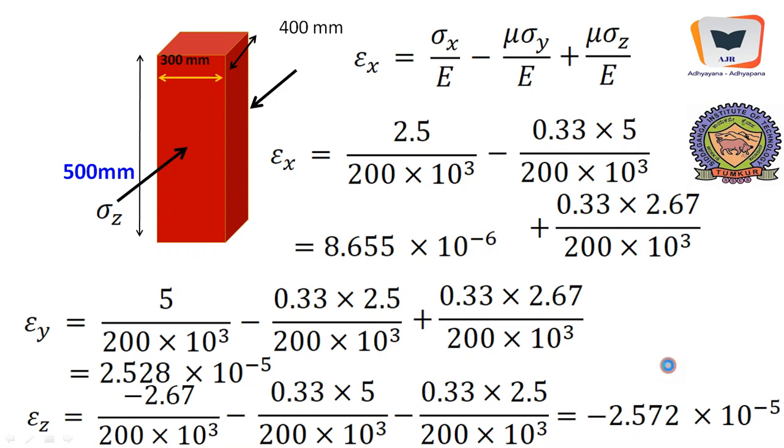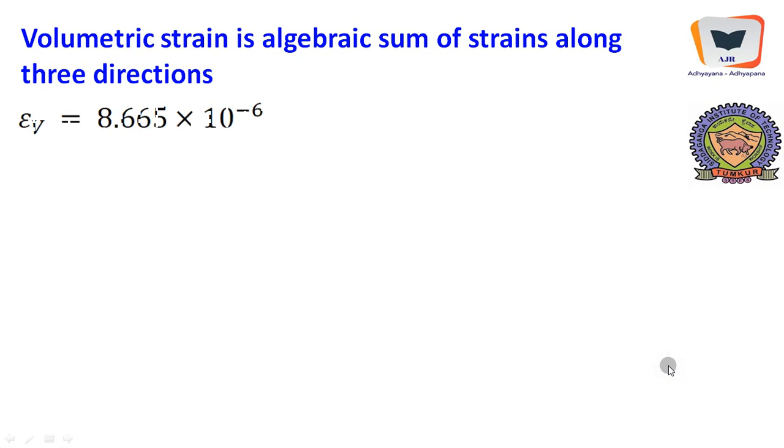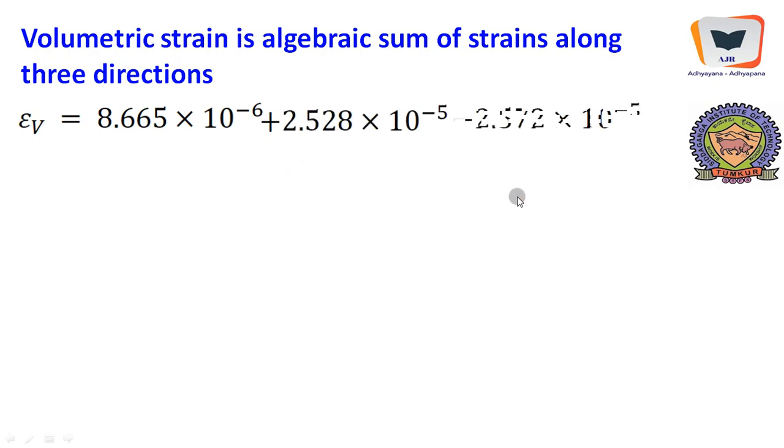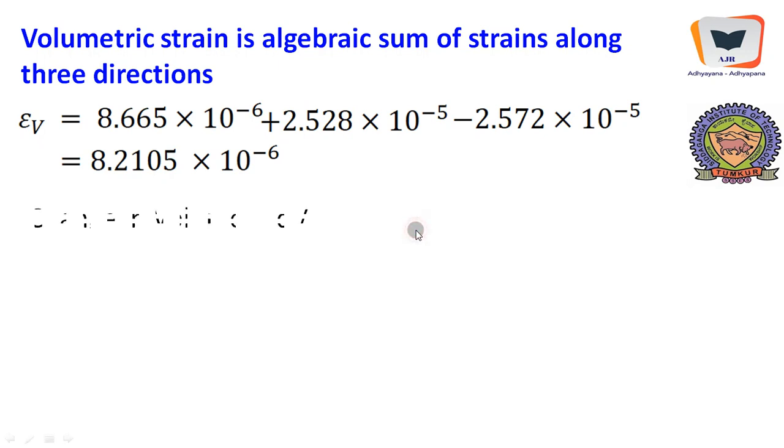If we add it together, what we get is volumetric strain, the algebraic sum of strains along three directions. So this is net strain along x direction, this is net strain along y direction, this is net strain along z direction, and what we get is 8.21 into 10 to the power of minus 6. Now we have been asked to calculate change in volume dV, because dV by V equals epsilon V. We need to calculate dV, therefore dV equals epsilon V into V.